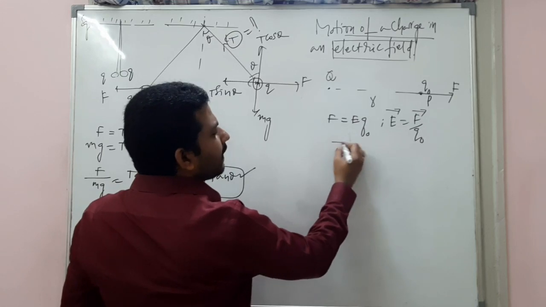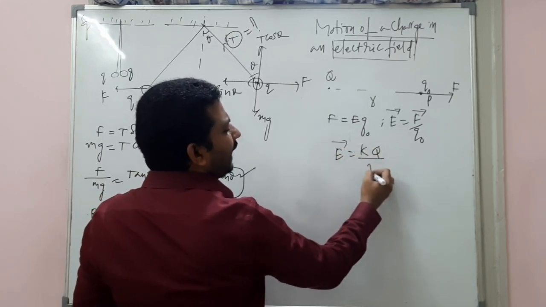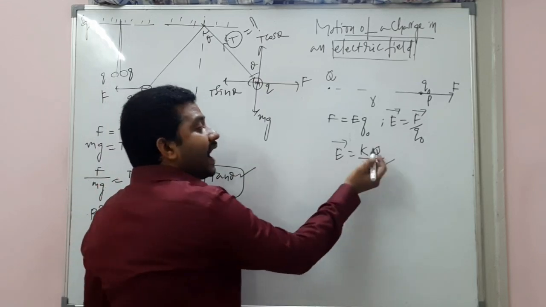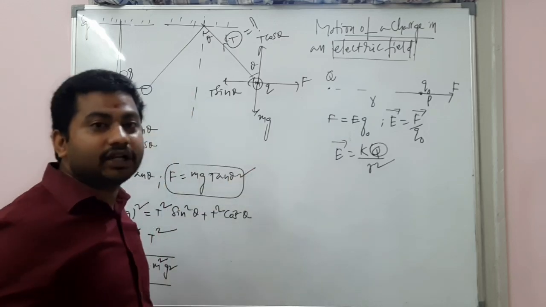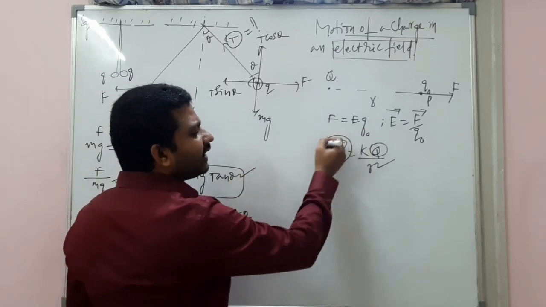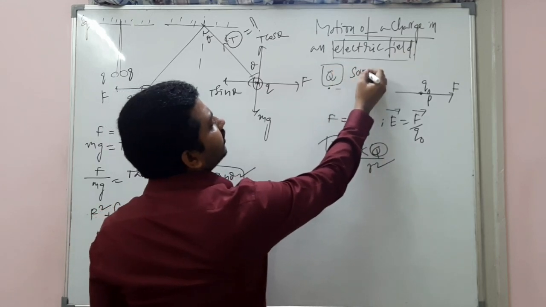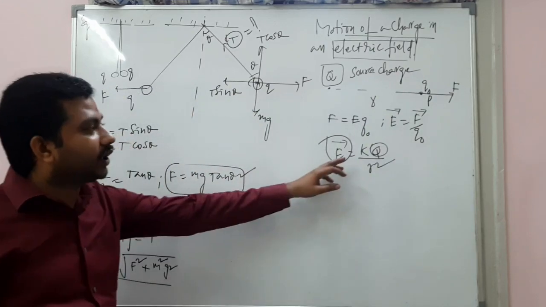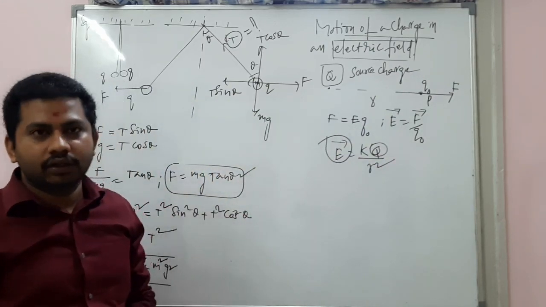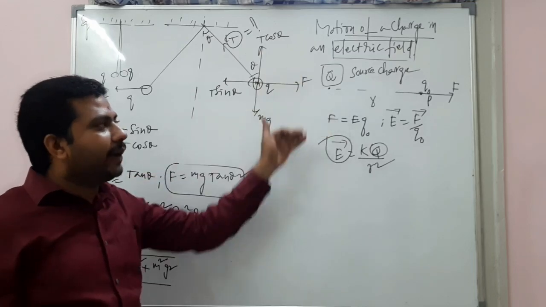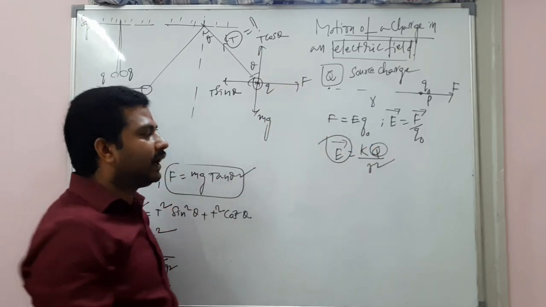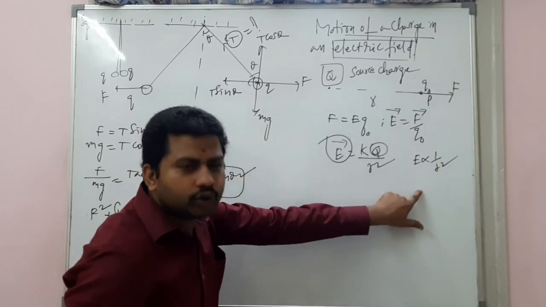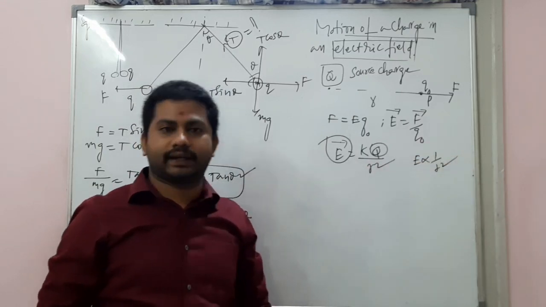Now here E bar I can also write as KQ by R square. Observe carefully. Here E bar is the electric field intensity, and this is not a small q, that's a capital Q, because electric field intensity depends on the source charge, my dear children. So that's why it is KQ by R square. This is the electric field due to a point charge. And from here I can write E is inversely proportional to R square, so E1 by E2 is equal to R2 by R1 whole square.